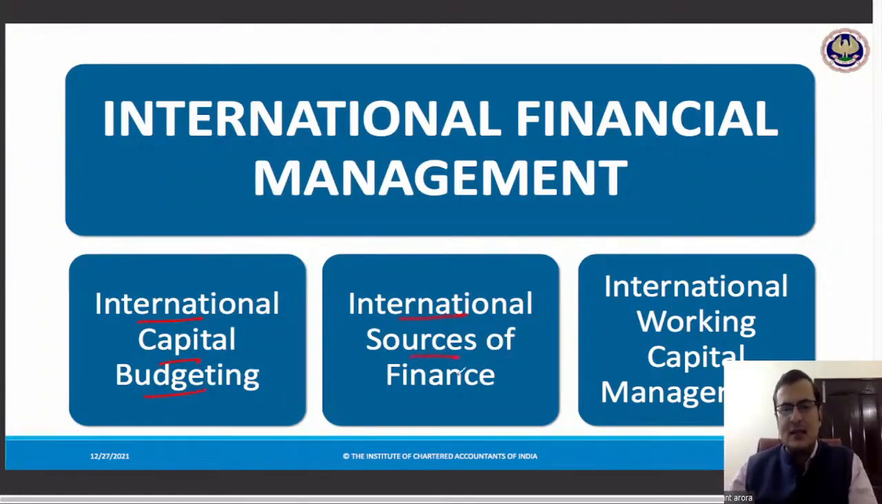Then comes the international sources of finance. This is important from both the practical as well as the theoretical perspective. So you will be getting the understanding of FCCBs, American depository receipts, global depository receipts, and other syndicated loans, etc. The theory for that I've already shared as a slide on the website, so you will be able to get the download facility. You can keep it and preserve it for your examination. That will be quite helpful.